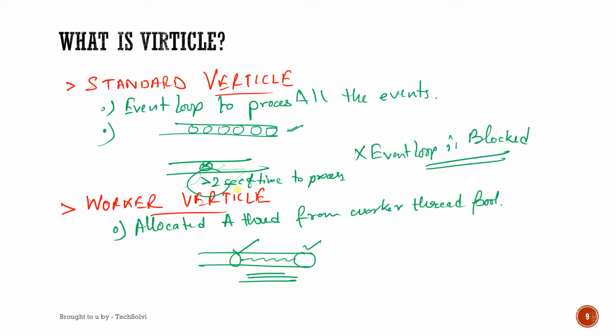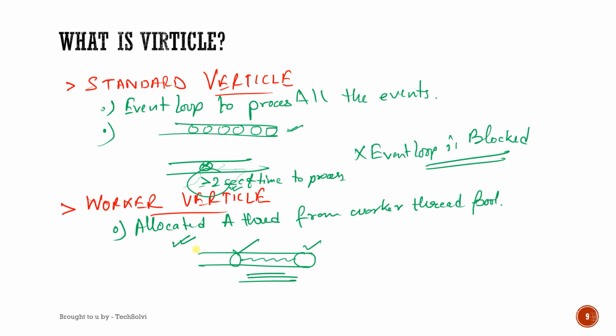With this perspective, if one event itself is taking 2 seconds, then it's a matter of concern, and we should probably allocate this kind of task to a worker thread only. Seeing this kind of possibility, Vertx has given us the feature of the worker vertical. So these are the basic concepts that everyone should know before starting with Vertx, especially with the vertical.